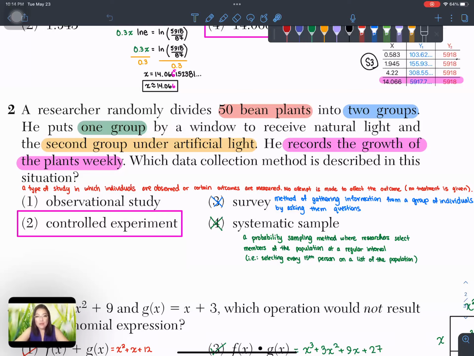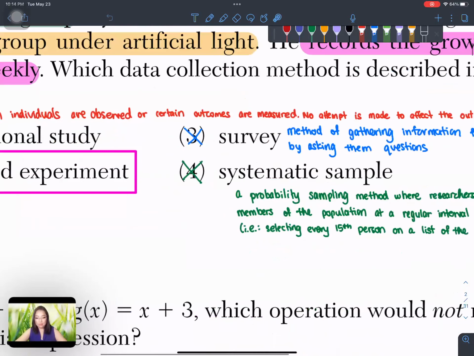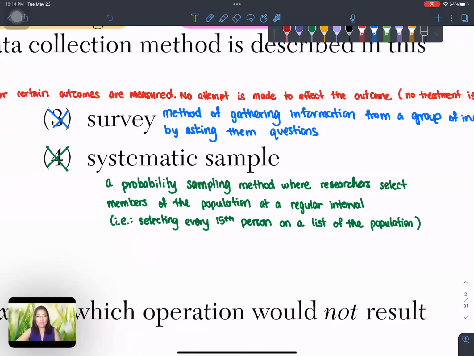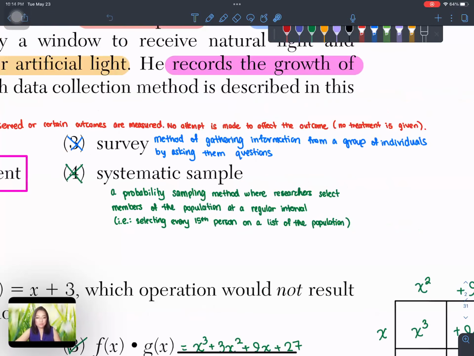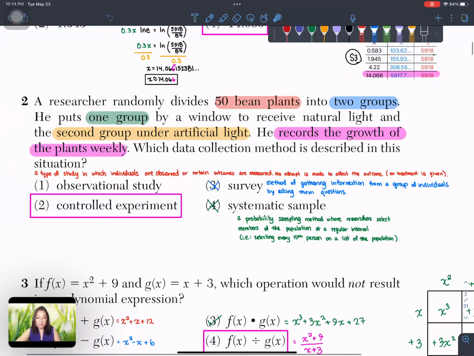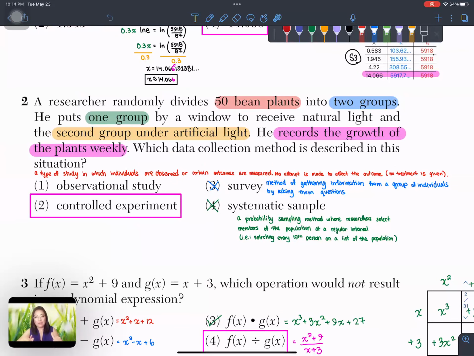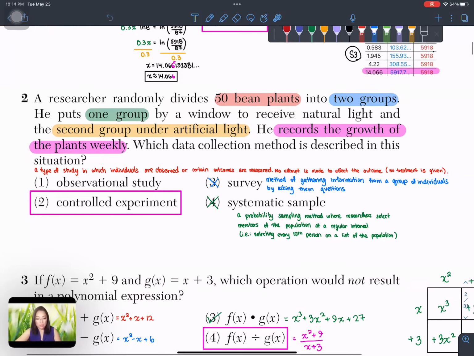A survey is a method of gathering information from a group of individuals by asking them questions. So again, you're not dividing them into groups. And the most common wrong answer was systematic sample. A systematic sample is a probability sampling method where researchers select members of the population at a regular interval, for example, selecting every 15th person on a list of the population. However, that's not what you're doing here. You just have 50 bean plants and you're dividing them into 2 groups where one is getting natural light and the other is artificial light. Because you're controlling the situation, this is a control experiment.